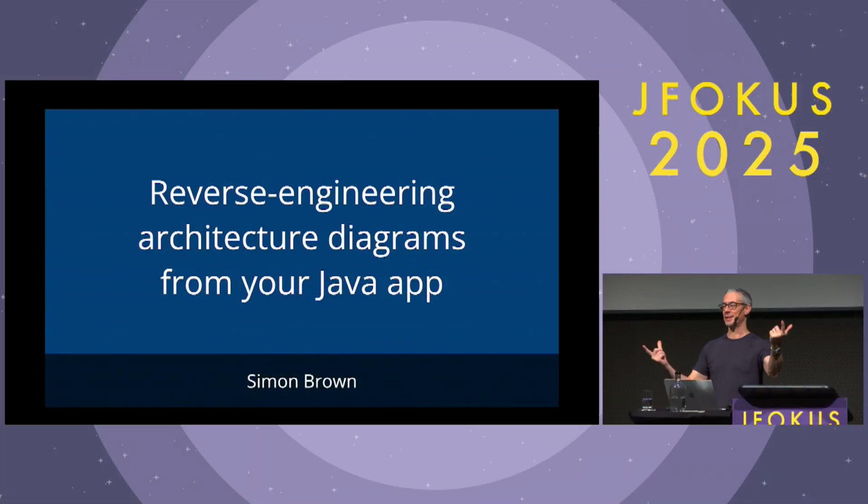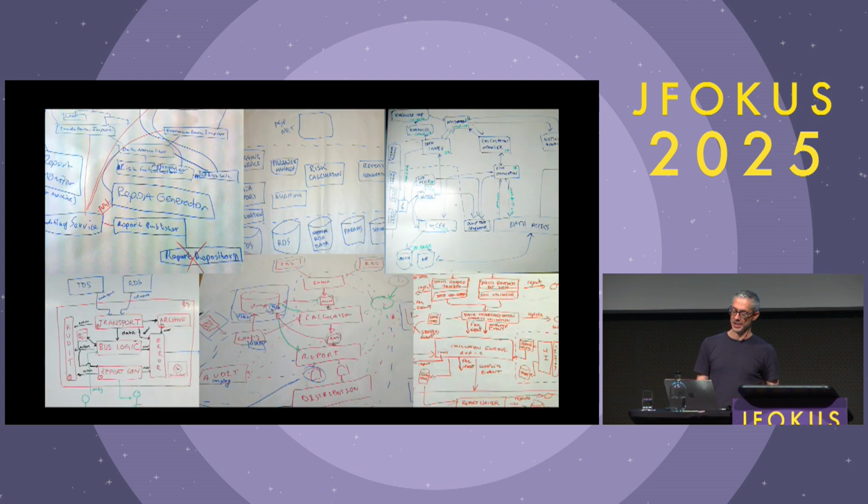So the topic of this talk is really a summary of all of the work I did towards the end of last year around rewriting some code I'd built a number of years prior to that, which helps you essentially reverse engineer component diagrams from Java apps. So that's the premise here.